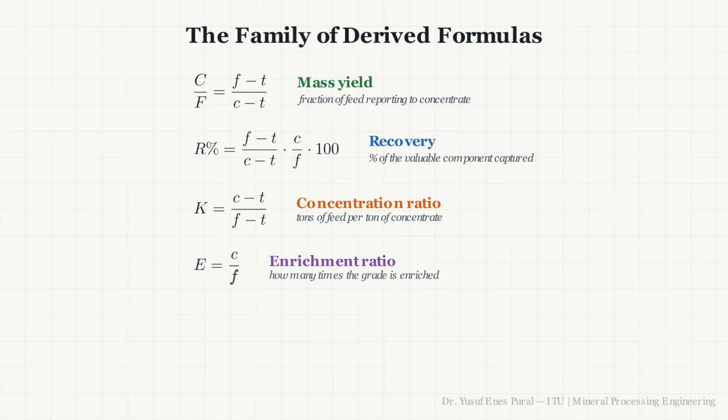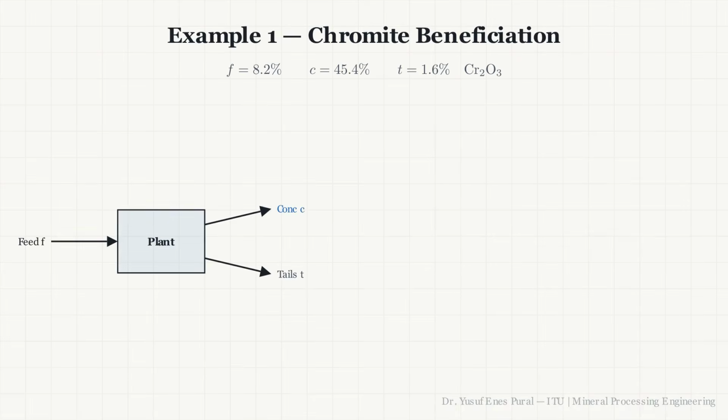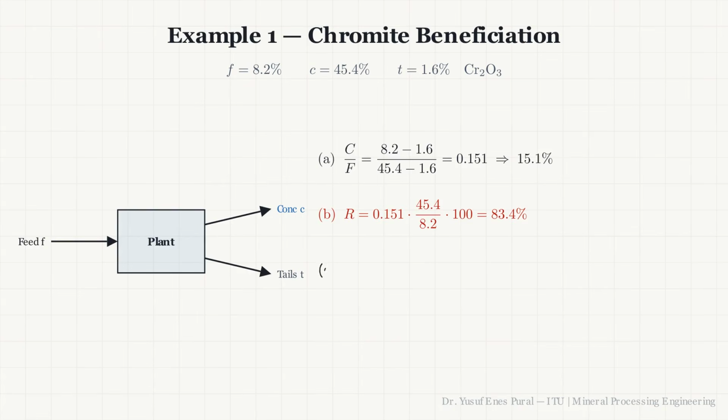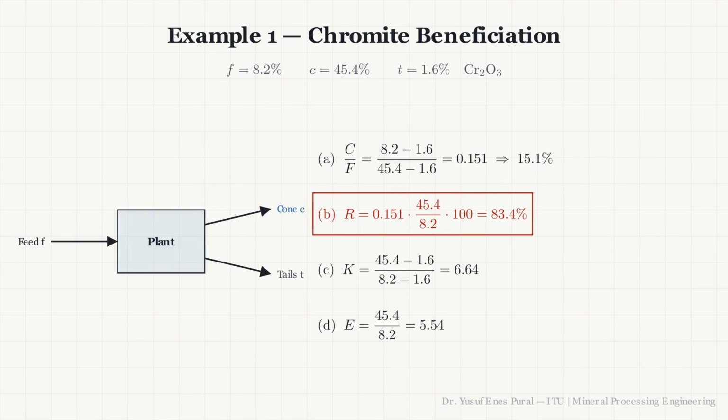Recovery, the percentage of valuable mineral actually captured. The concentration ratio, K, how many tons of feed make 1 ton of concentrate. And the enrichment ratio, E, how many times we've raised the grade. Let's use them. A chromite plant, feed grade 8.2%, concentrate 45.4%, tailings 1.6%. Mass yield comes out to 15%, recovery 83%, the concentration ratio is about 6.5, so 6.5 tons of feed per ton of concentrate. And the ore is enriched about 5.5 times.